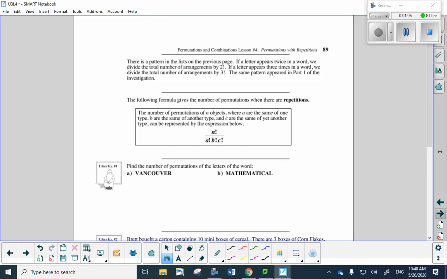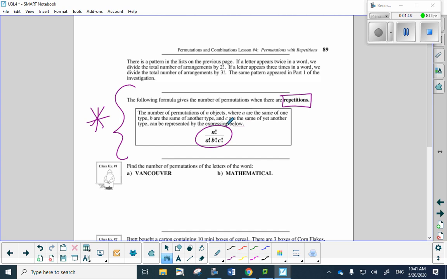So I want to bring your attention to this really important box. It says the following formula gives the number of permutations when there are repetitions. So what does repetitions mean? That means repeating letters, repeating items. So it says the number of permutations of n objects, where A are the same of one type, B are the same of another, and C and so on, can be represented by the expression below: n factorial divided by A factorial times B factorial times C factorial. This will make a lot more sense once we actually start to do an example.